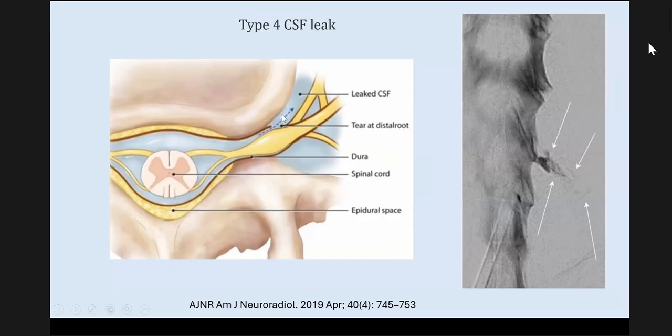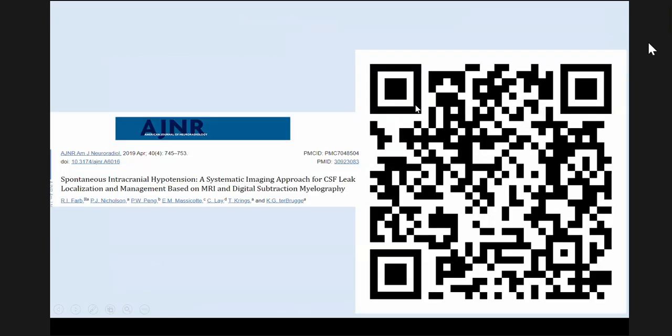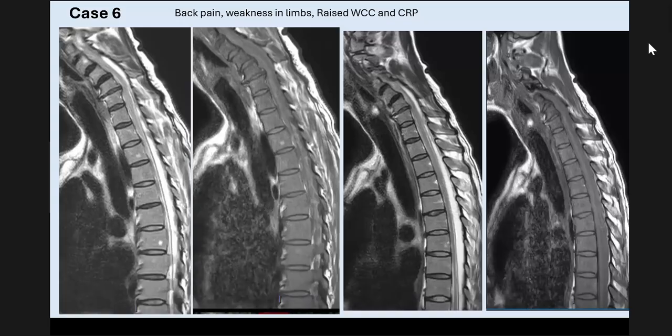And these may be associated with meningoceles, the nerve perineural cysts. So these are the other two types. You can have a read through this particular article. It's slightly old, but I think it gives a good idea of the different types of leaks and their associated anatomical abnormalities.